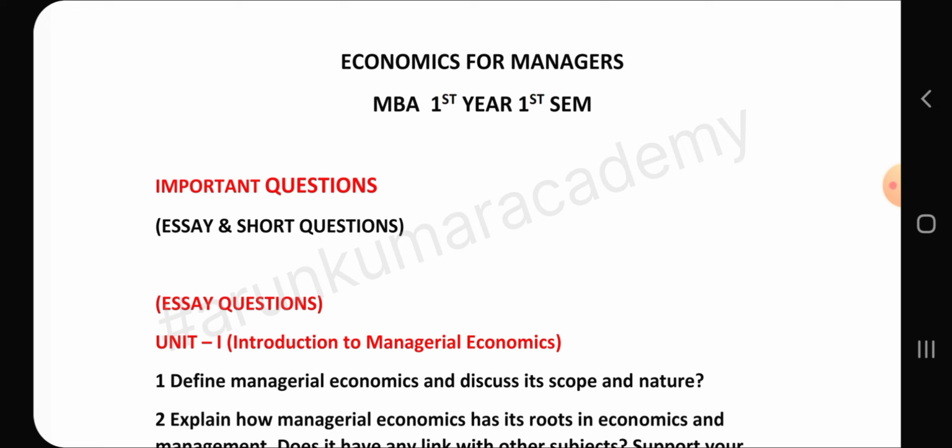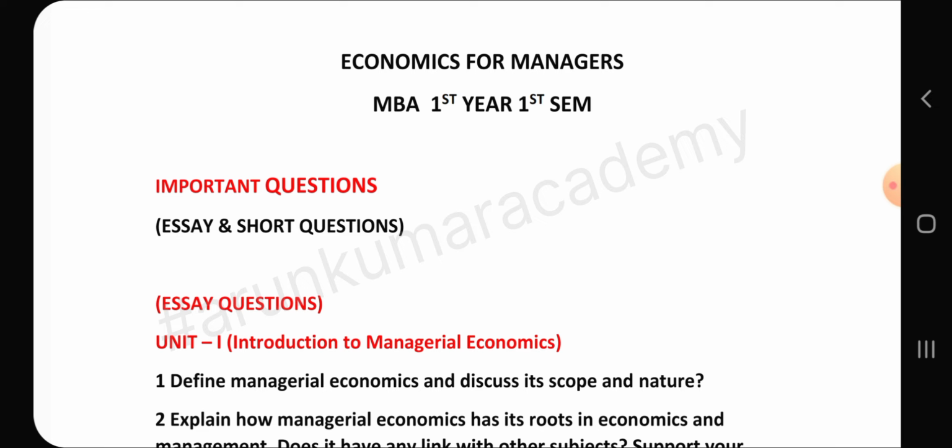So let's start. In essay type questions, you need to answer any 5 questions out of 10 questions. Each question carries 10 marks, means 5 into 10, 50 marks. In short questions, you need to answer 5 questions. Each question carries 4 marks, that is 5 into 4, 20 marks. In part A, that is short questions, there is no choice. You need to answer all 5 questions.